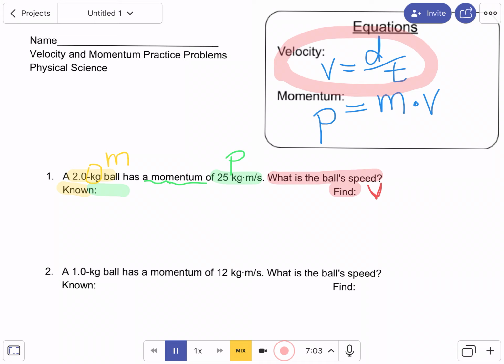What possible information could I use here? If I do that, I can see that it fits my momentum equation. Even though I'm looking for my V, my velocity, because I have the momentum and the mass already, it's going to be useful for us there. So we are going to use the momentum equation to solve for speed.